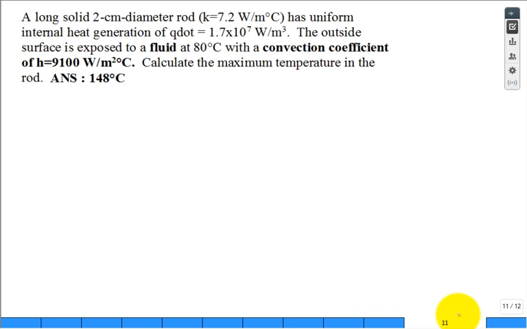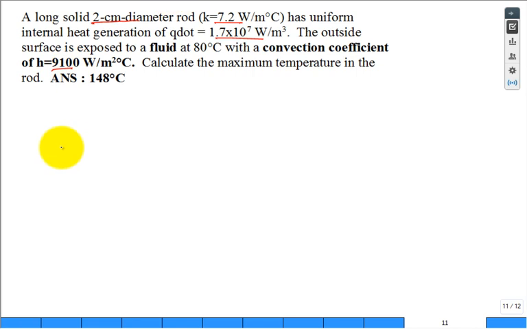But now we change it up a little bit. You have the same solid rod with the same thermal conductivity and the same magnitude of heat generation inside of it. But instead of having the surface specified to be 80, you have a fluid around the rod specified to be 80 degrees C and a convection coefficient.